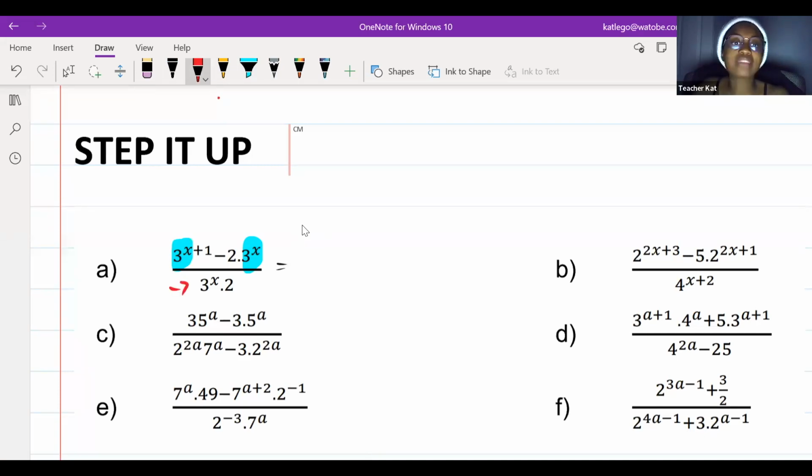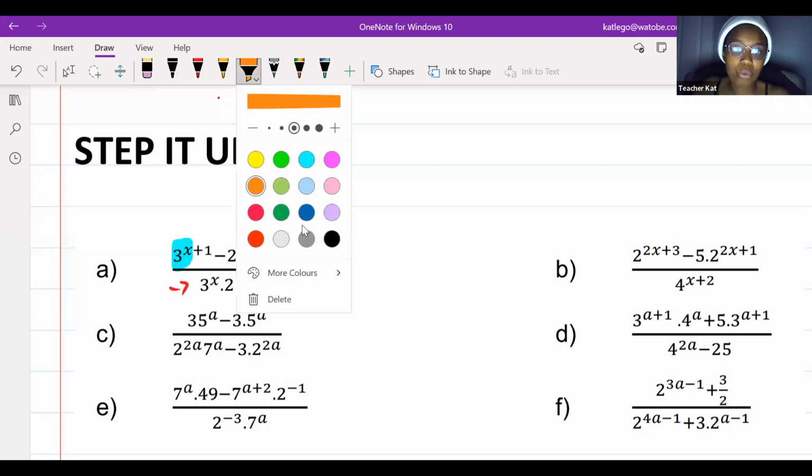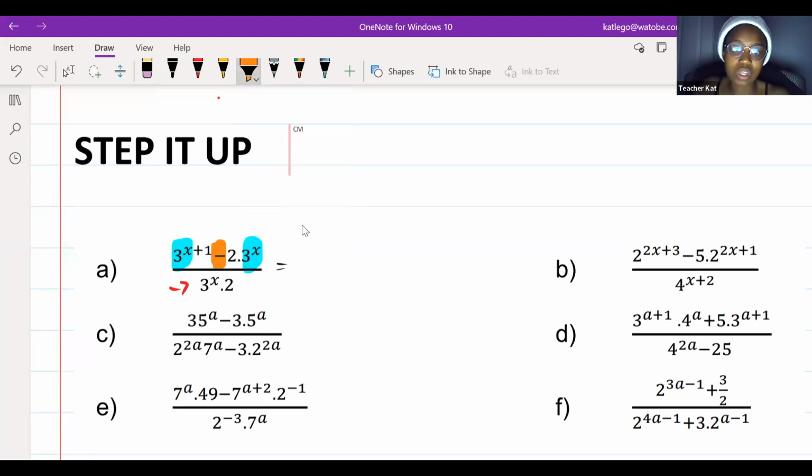Let's step it up, guys. So we have 3 to the power of x plus 1 minus 2 times 3 to the power of x all over 3 to the power of x times 2. So here's how we do this one, guys. We want to take out 3 to the power of x as a common factor so that we can cancel it with the one in the denominator. At this moment, you cannot cancel it because we have a subtract over there. There are 2 terms in the numerator, so you are not allowed to cancel. We want to factor out 3 to the power of x, then we'll be able to cancel it.